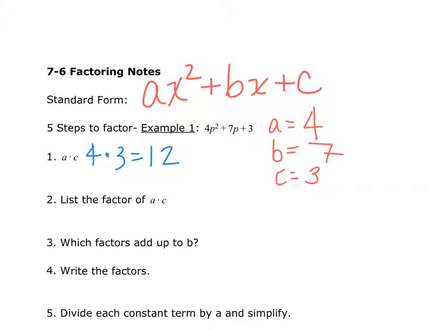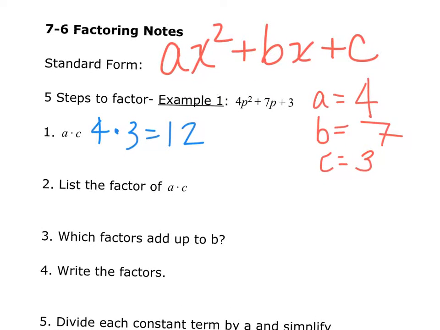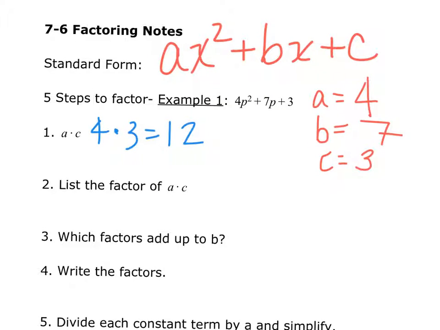Step 2 says list the factors of A times C. That really should have said list the pairs of factors. Now I want to know the pairs. Does 1 go into 12? I'm always going to start all the way at the bottom. Yeah, so I've got 1 times 12. What about negative 1? Negative 12, right?